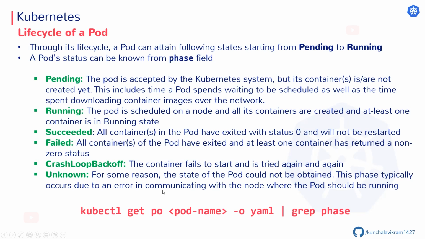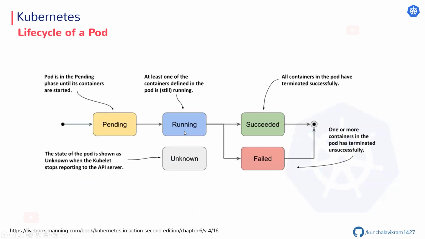Unknown means that for some reason the state of the pod cannot be read. In this case the status will be shown as unknown. This entire pod state can be seen in a separate section within the pod definition file. We will see that later, but this is the life cycle of a pod. It starts with pending and then it goes to running. From running, it again has two choices.